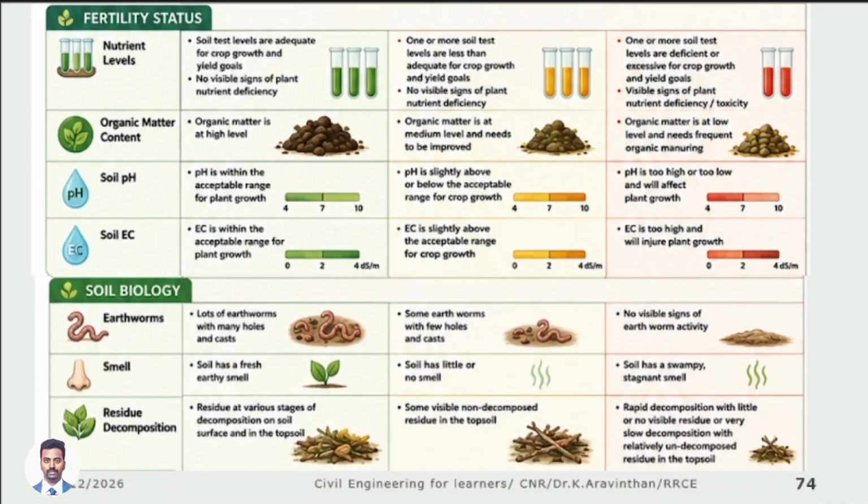Soil biology: more earthworms will be there. Here you don't have many earthworms, and if you visit a good soil place, you will have some earthy smell. That is a good soil. Even though the water is there, if you don't have any smell in the soil, or there is a swampy, stagnant smell, then it is called a poor soil. So this is the difference. And reduced decomposition here, whereas there you will have high decomposition.